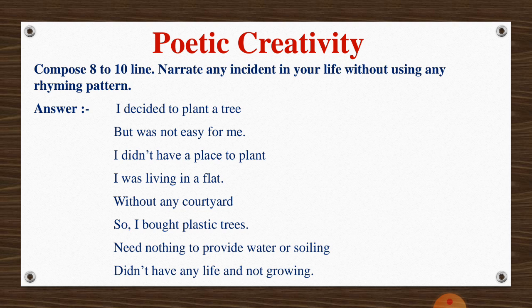For example, you can write your answer like this. I decided to plant a tree, but was not easy for me. I didn't have a place to plant because I was living in a flat without any courtyard, and so I bought plastic trees. Need nothing to provide water or soiling. Didn't have any life and not growing. So in this way you can describe one incident or your feelings regarding planting trees in your houses.